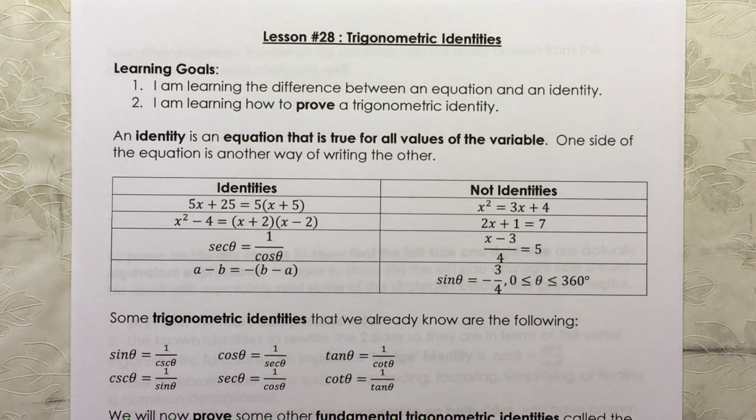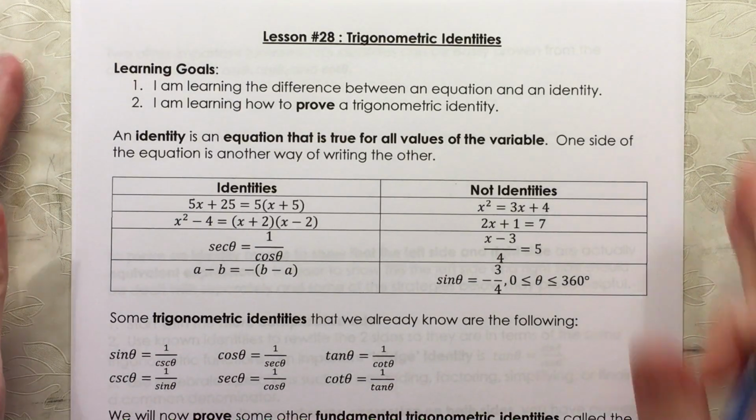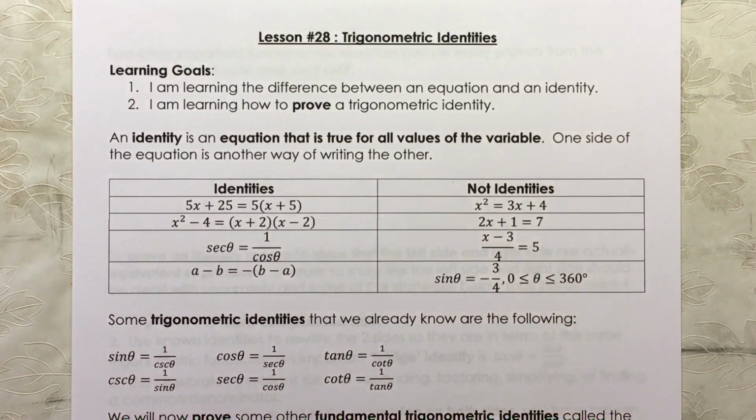Hi everyone. We're going to learn about trig identities today. Our first learning goal is to learn the difference between what an equation and an identity is. And then we're going to learn how to prove a trigonometric identity. This is the first time you're going to see them in grade 11, and then you'll do more challenging ones next year.